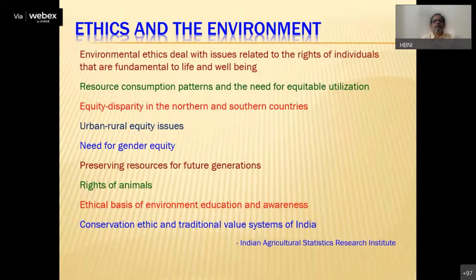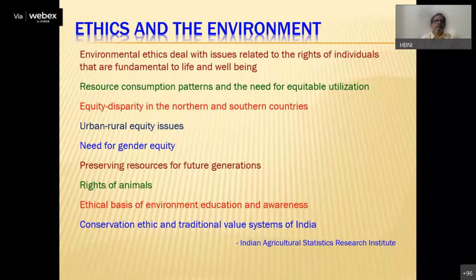Okay, one last point is about ethics and the environment. See, there are also ethics concerning environment research. The environmental ethics deal with issues which are related to rights of individuals that are fundamental to life and well-being. So we have certain guidelines under environmental ethics, like resource consumption patterns and a need for equitable utilization.